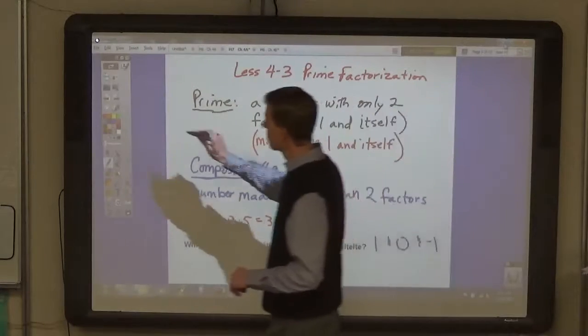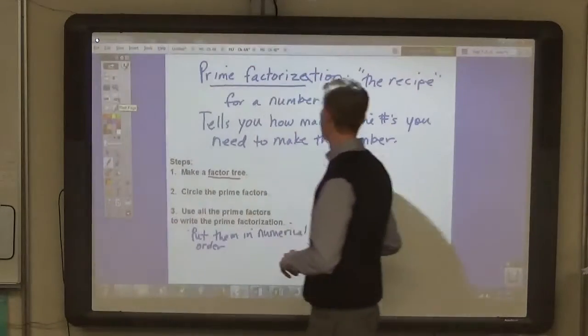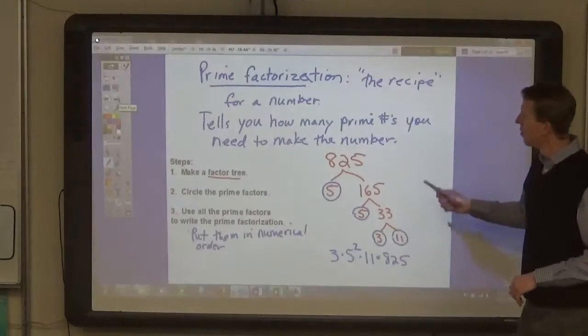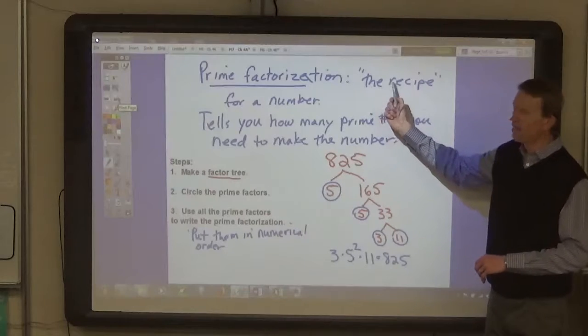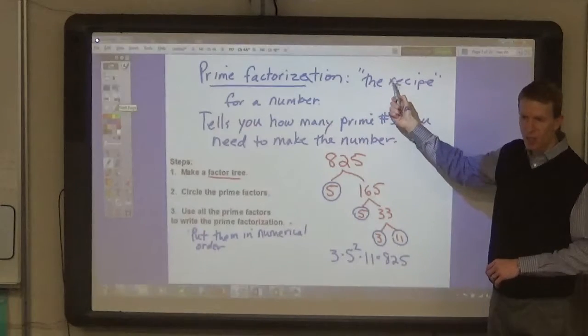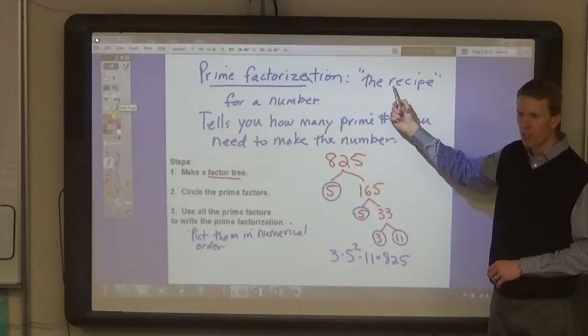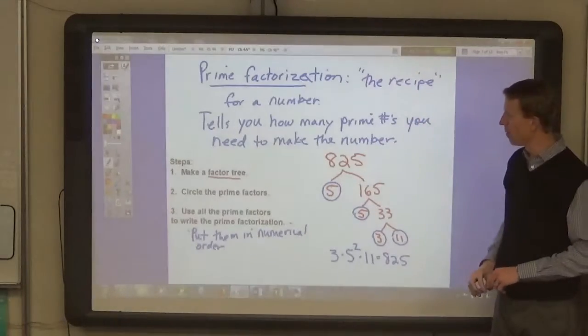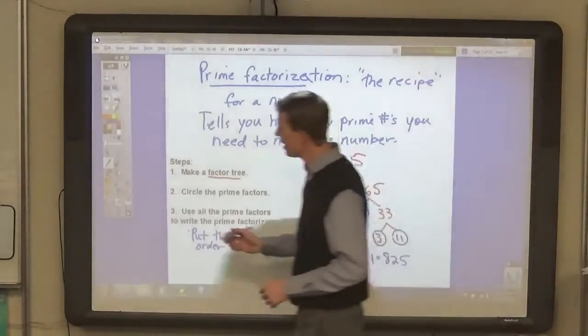Then, prime factorization. So, prime factorization involves finding the recipe for a number, using the prime numbers that go into the number. And what we do in this is make a factor tree.